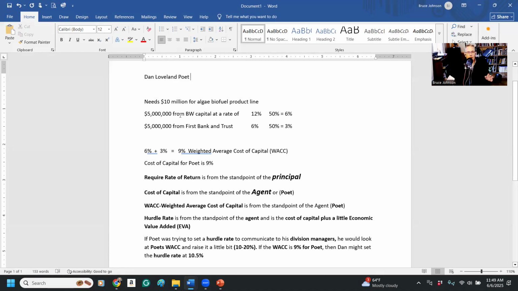Okay, so Dan needs $10 million. So he gets $5 million from BW Capital. That's Bruce and Warren Capital. And Dan can get $5 million from First Bank and Trust. Warren and I have a required rate of return of 12%. First Bank and Trust has a required rate of return; the interest rate they're going to charge is 6%.